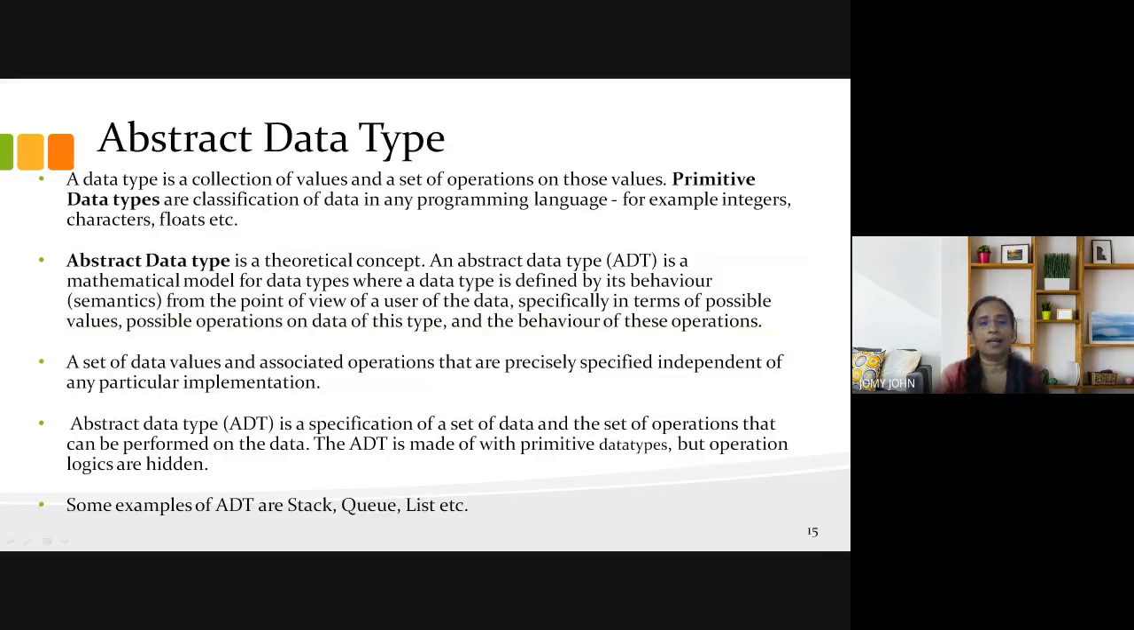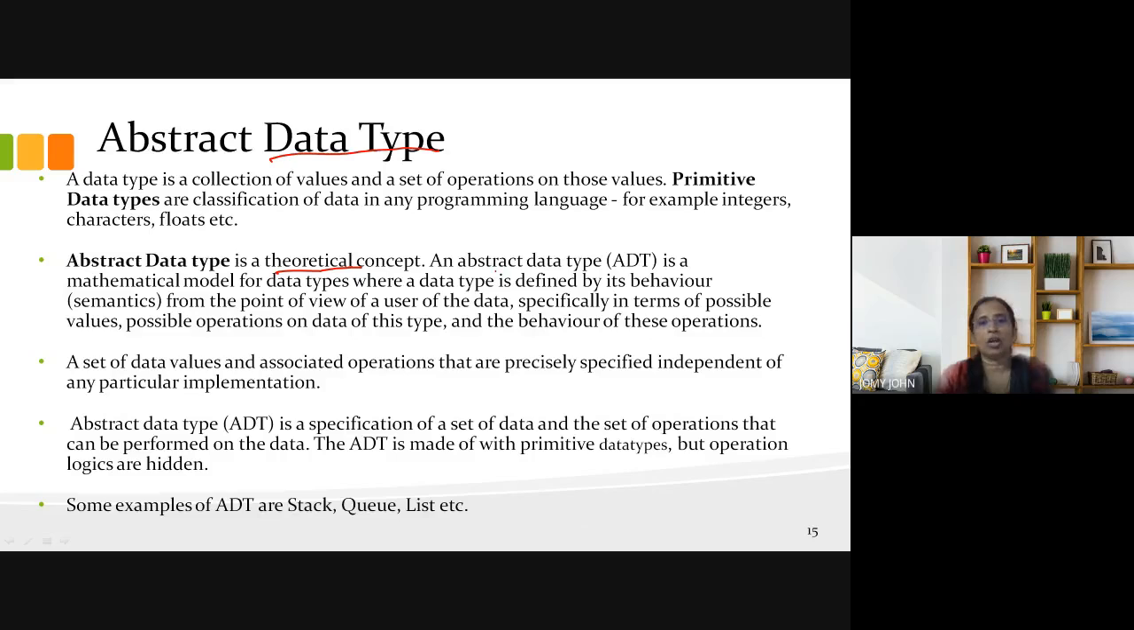Now we'll learn another concept known as abstract data types. You know what a data type is. You have learned about fundamental data types or primitive data types, like int, float, character, etc. That depends on the programming language. But in the case of an abstract data type, it is a theoretical concept. We design a structure and try to implement that structure using a programming language.